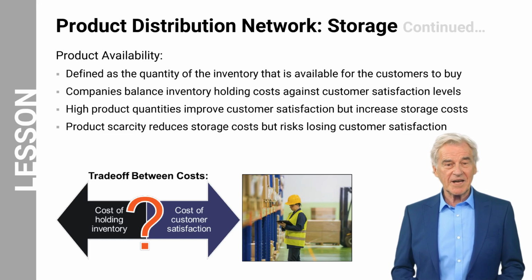For instance, if you have an abundant quantity of the product, then it increases customer satisfaction because they can purchase the product at their discretion. However, this results in a higher inventory cost. Similarly, the scarcity of a product makes customers frustrated, which impacts your profit. However, with scarce products, you would have lower inventory costs.